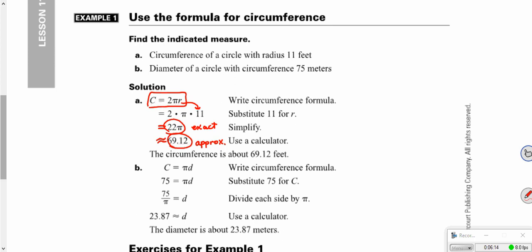Now, I will give you the heads up that further on, if you are going on to take trig or whatever, a lot of times they want exact answers. So you're going to be used to writing pi in your answer. So that's another reason why I wanted to point it out.